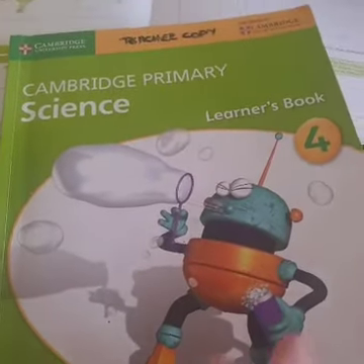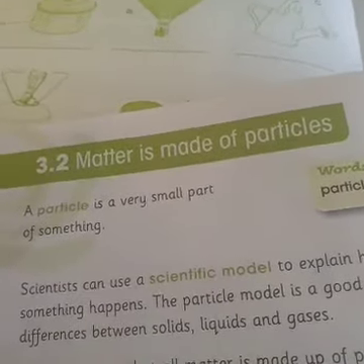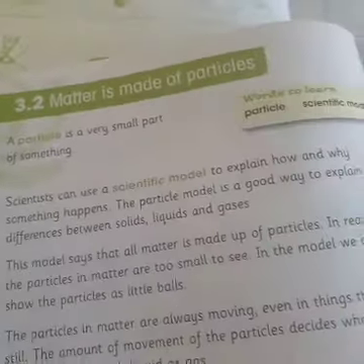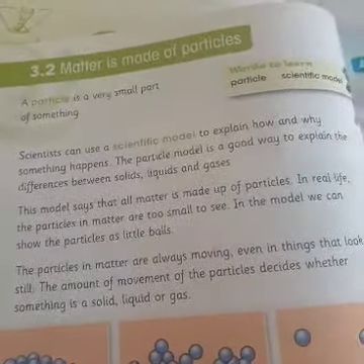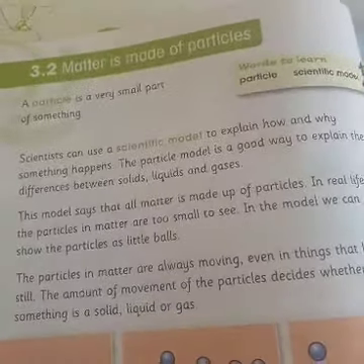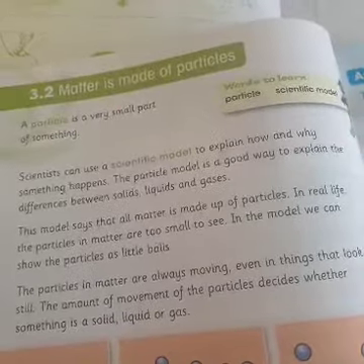Let's look at our science learners books today. Okay, so this week we're talking about how matter is made up of particles. A particle is a very small part of something. Scientists can use a scientific model to explain how and why something happens. The particle model is a good way to explain the differences between solids, liquids, and gases.